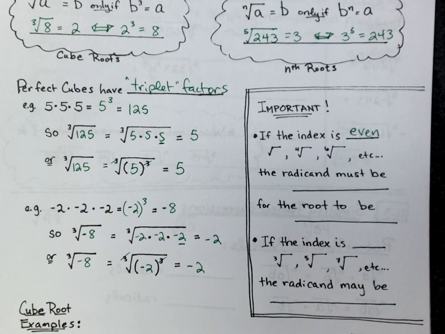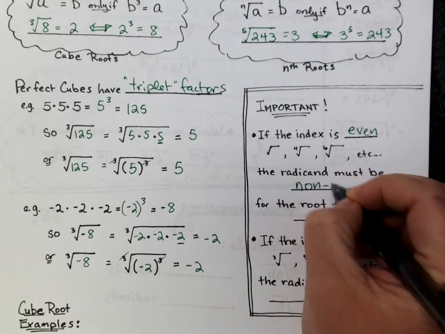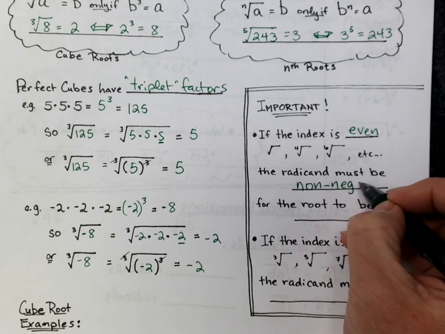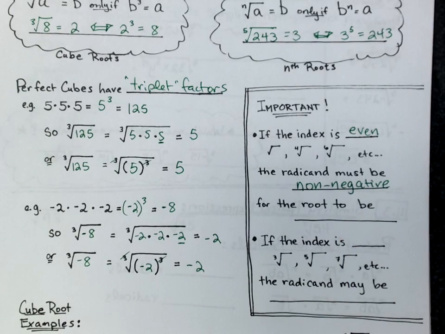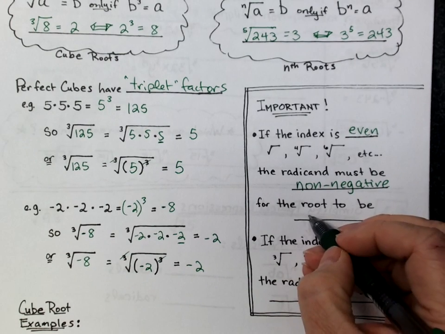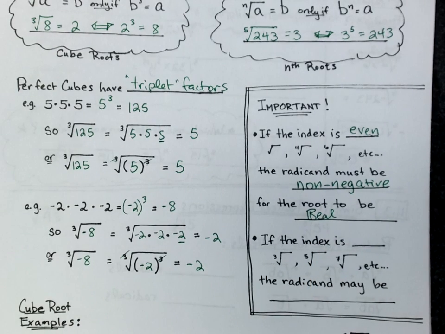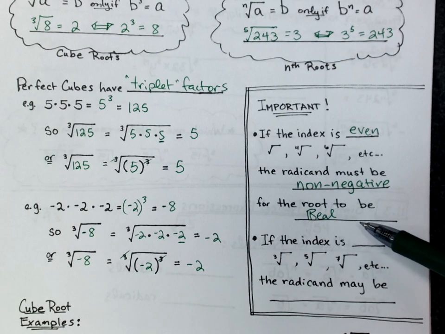And let's be a little more specific, though, because 0 is also okay. So instead of saying positive, let's be real specific and say non-negative, which means 0 or a positive number. So in most cases, positive. And as long as your radicand is non-negative, then your root will be a real number. If you have a negative radicand with an even index, then you're going to have a non-real answer.